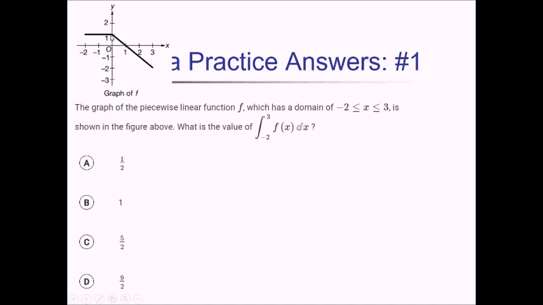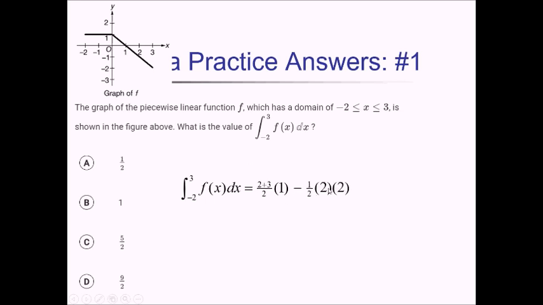So this is going to be, let's see, a base of 3 plus a base of 2 over 2 times a height of 1. So that's going to be our first area. And then from 1 to 3, we're going to have this triangle area, but this is going to count negative because it's underneath the x-axis. So this is going to be minus 1/2 times a base of 2 times a height of 2.